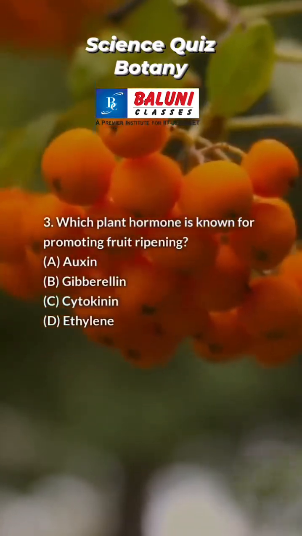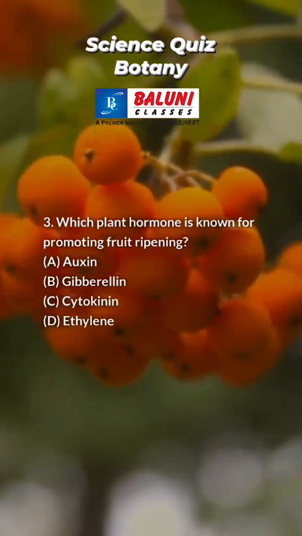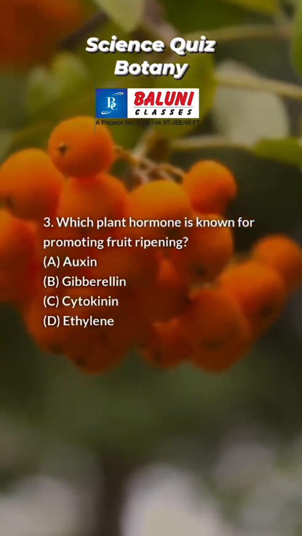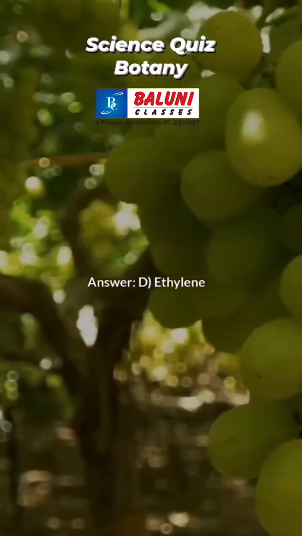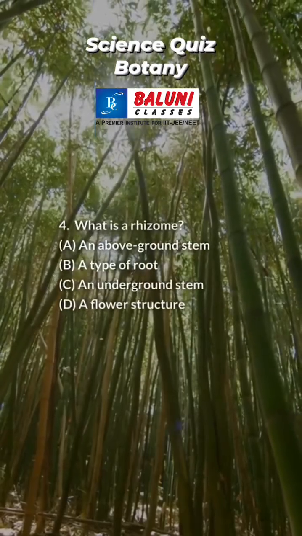3. Which plant hormone is known for promoting fruit ripening? A. Auxin. B. Gibberellin. C. Cytokinin. D. Ethylene. 5, 4, 3, 2, 1. Answer. D. Ethylene.